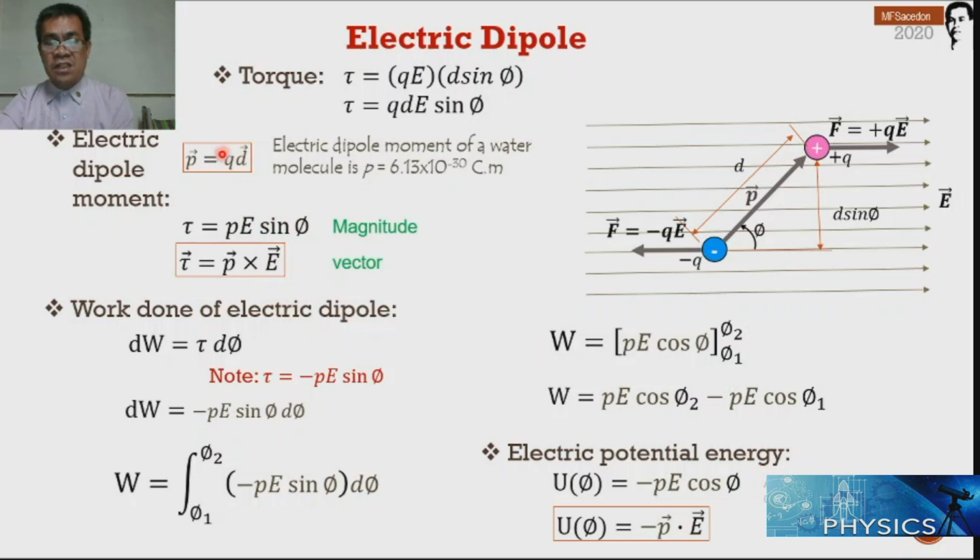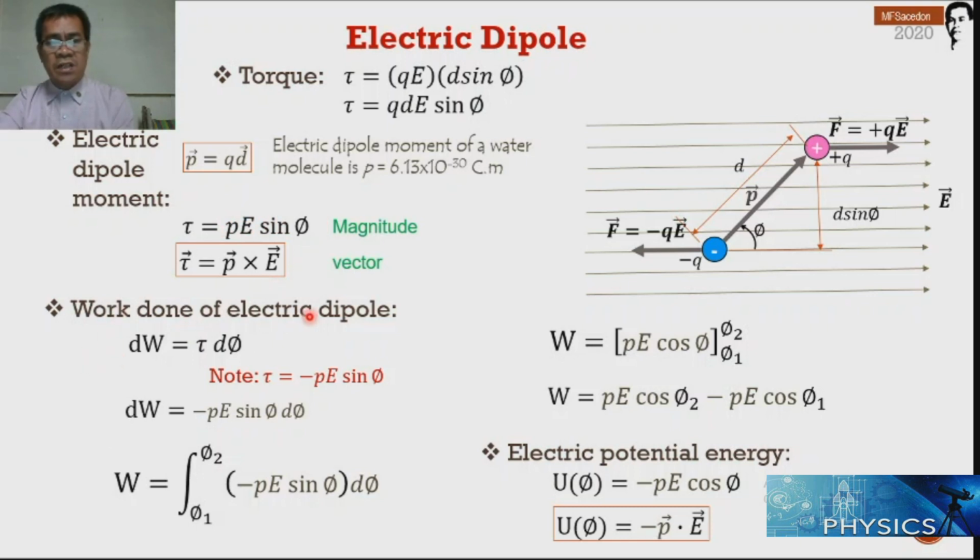So these are the definitions of the important quantities on the electric dipole. The electric dipole moment is P = Q d. The torque of an electric dipole moment is the cross product, P cross E, and it has a magnitude of PE sine theta.